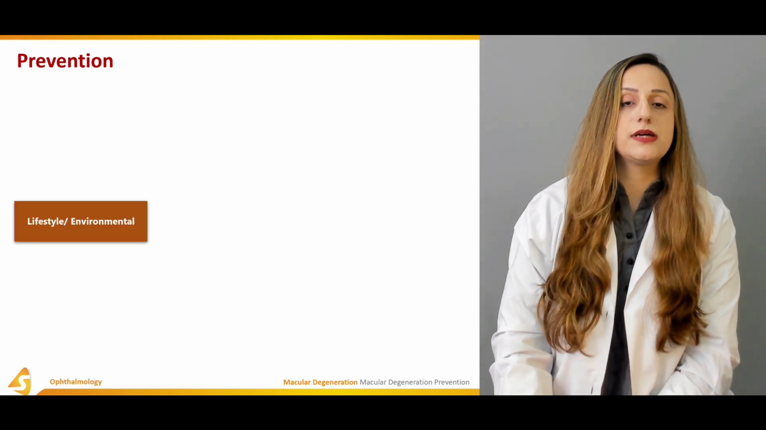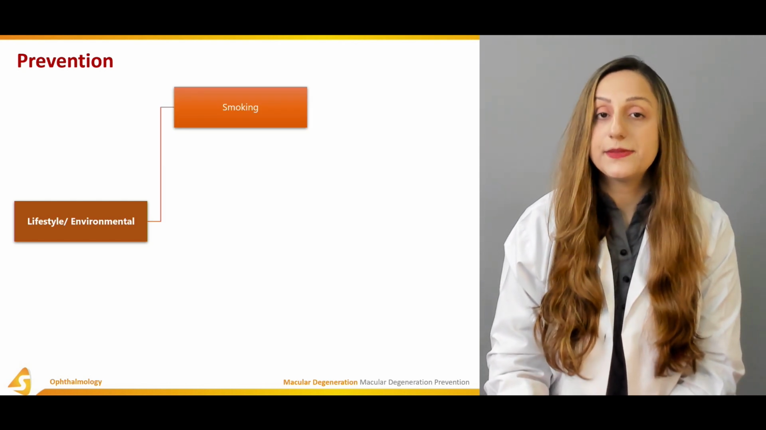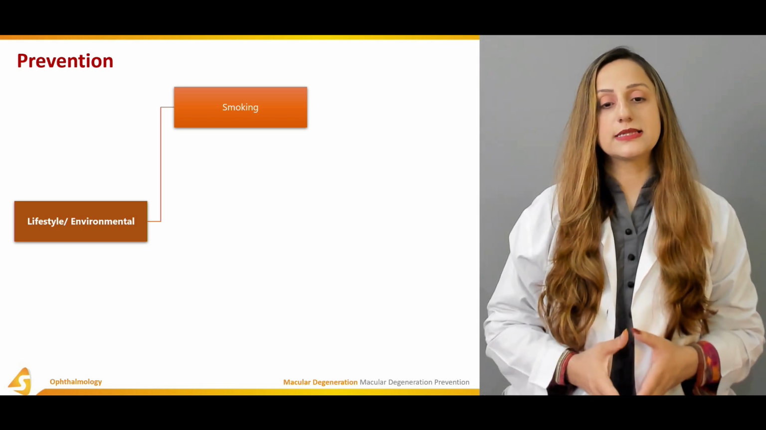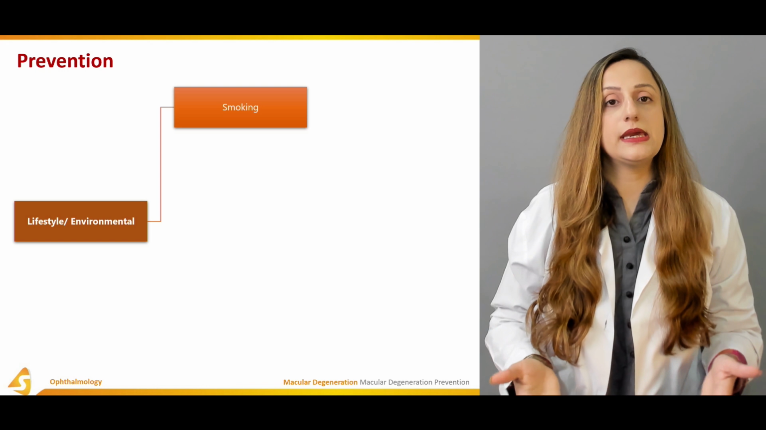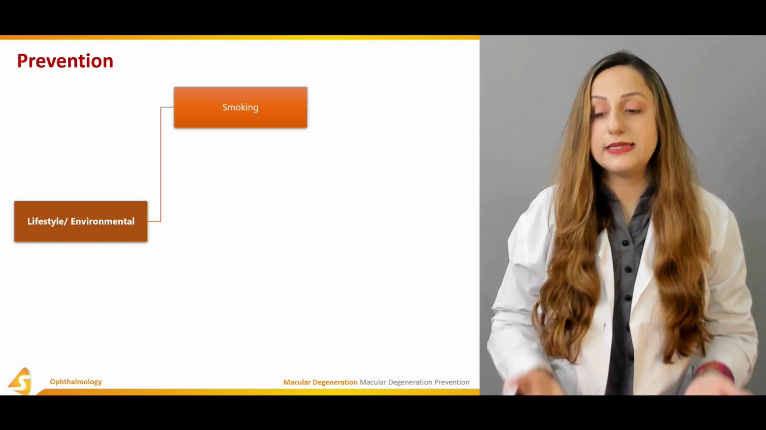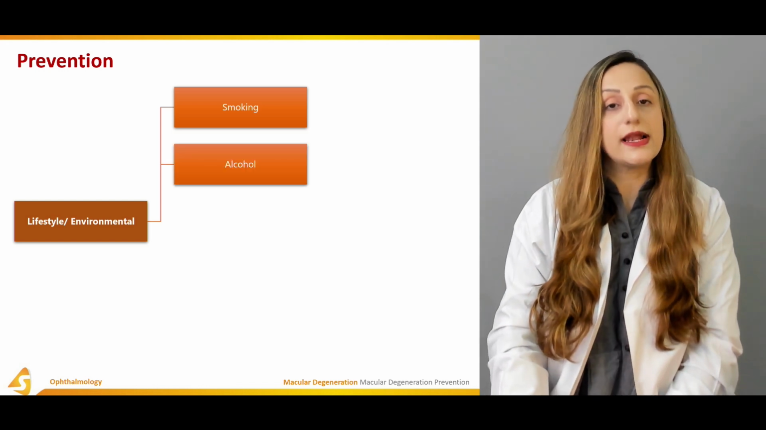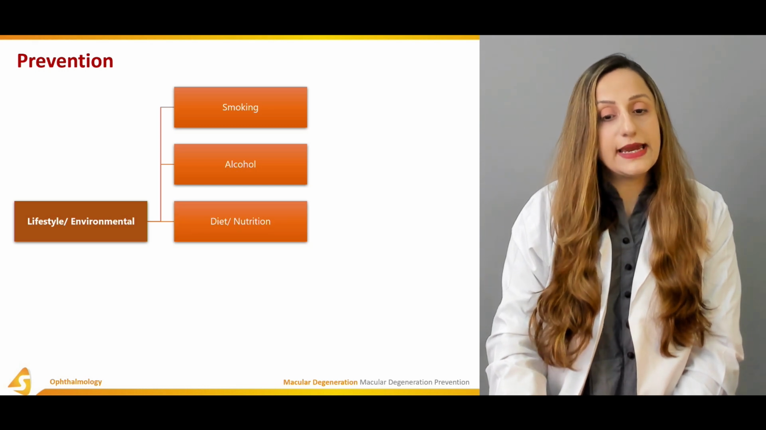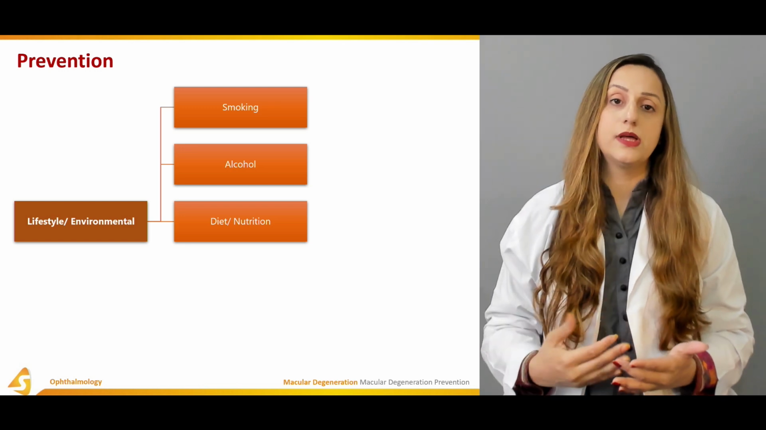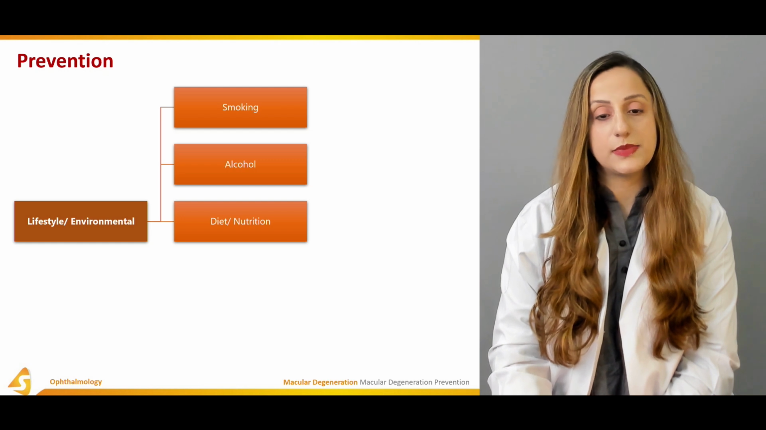Lifestyle modifications are again very important. The environmental factors can even contribute towards the development of macular degeneration in a patient. One of the factors can be smoking, so quitting smoking is one of the easiest lifestyle modifications that would slow down the progression of age-related macular degeneration. Then the use of alcohol. Then we have the diet and nutrition. Particular diets are quite helpful in slowing down the progression of this disease in a patient.